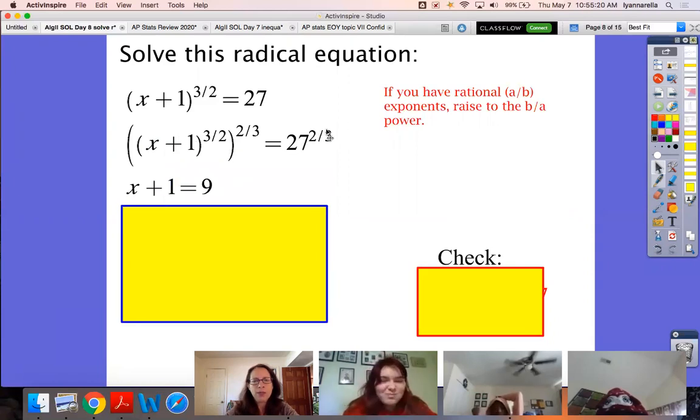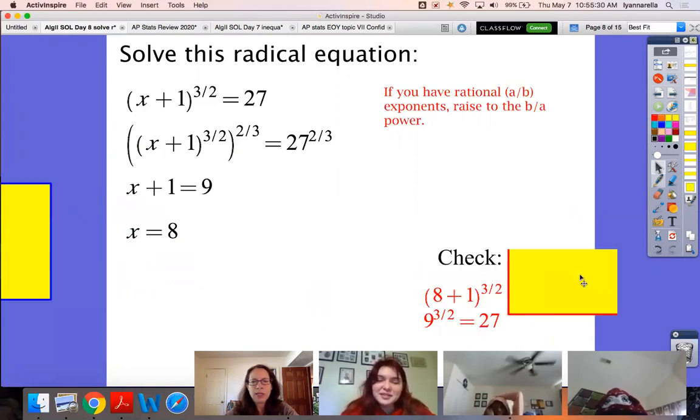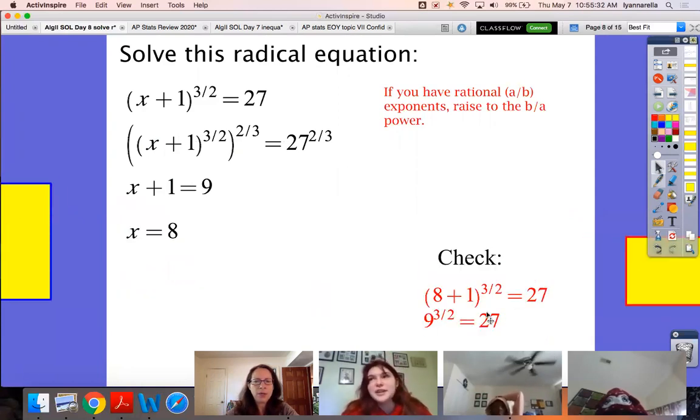And then 27 to the 2/3 power, you can do this in Desmos, or you can say that's the cubed root of 27, which is 3, squared. 3 squared is 9. Okay, and then when you solve it, you get x is 8, and when you check it, 9 to the 3/2 power does equal 27. So when you see rational exponents, that's fractions, flip that fraction and raise both sides to that flipped power, and then solve it from there. Okay?